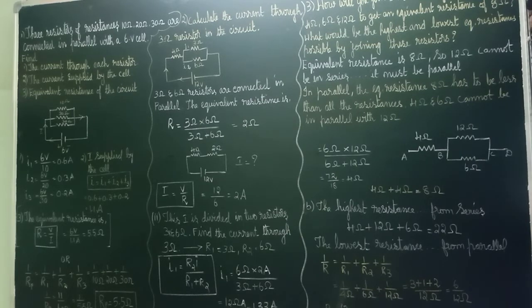Calculate the current through 3 ohm resistor in the circuit. Read the question again. Calculate the current through 3 ohm resistor in the circuit. There are 3 resistors, but we are asked to find the current through 3 ohm resistor in the circuit. See the circuit diagram. 12 volt battery, then it is connected like 4 ohms is in series and 3 ohms and 6 ohms are in parallel. Okay, write down. 3 ohms and 6 ohm resistors are connected in parallel.